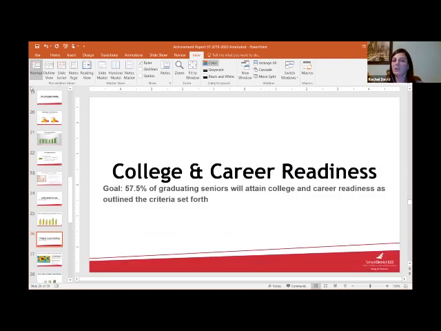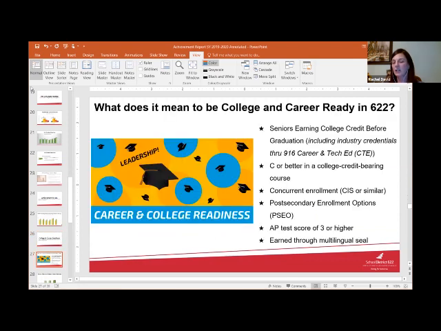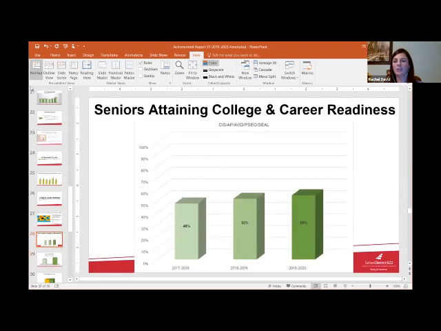Our next accountability measure is in career and college readiness. And so our goal was to attain 57.5% of graduating seniors attaining college and career readiness. Our district, in collaboration with Advisory 622, identifies college and career readiness based on these criteria set forth. And if you take a look at our trending data, you can see that we've attained growth every single year, with a 3% growth from last year until this year.